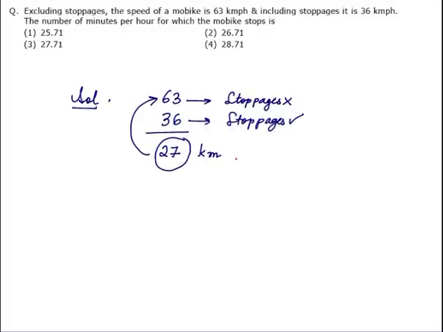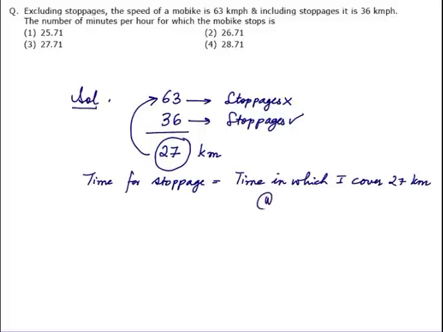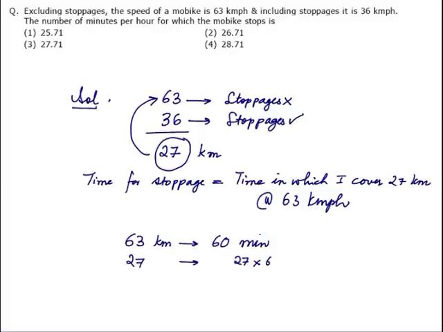So it is very obvious that the time for stoppage is equal to the time in which I cover 27 kilometers at the speed of 63 kmph. This equation will give us the final answer. So it's very obvious, 63 kilometers I cover in 60 minutes. So 27 kilometers I will cover in how many minutes? 27 into 60 upon 63, and the answer here comes out approximately 25.71 minutes, which is option number 1.